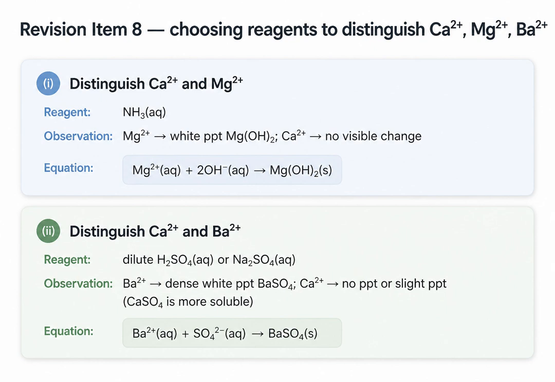To distinguish calcium from barium, use sulfate ions, either dilute sulfuric acid or sodium sulfate. Barium gives a dense white precipitate of BaSO4 immediately because it is extremely insoluble, while calcium sulfate is much more soluble, so you may see no precipitate or only a slight one depending on concentration.